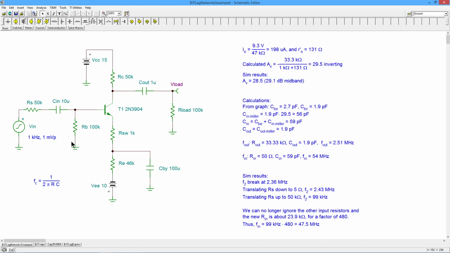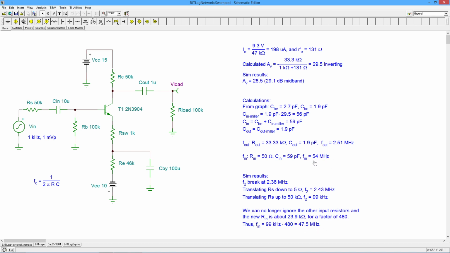All right, so the new value for the input resistance for the critical frequency here is going to be the 50K in parallel with the 100K in parallel with the Z in base, which we said was 84.8K, something like that. Anyway, that whole thing works out to 23.9K. So compared to the original 50 ohm, we've increased the total resistance by a factor of 480. So our effective critical frequency should be 480 times higher than the measured 99 kilohertz that we have. So you multiply those out and you get 47.5 megahertz.